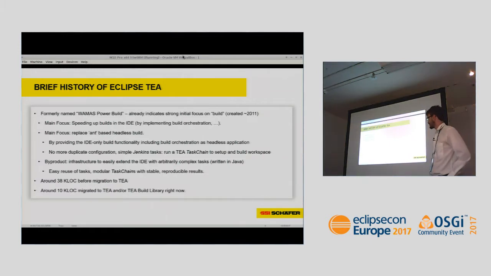So the history of Eclipse TEA, we're coming from a piece of software called WAMAS Power Build, which already indicates a strong focus on build. So it was initially created just with the focus of speeding up our builds. What was the situation where we came from?